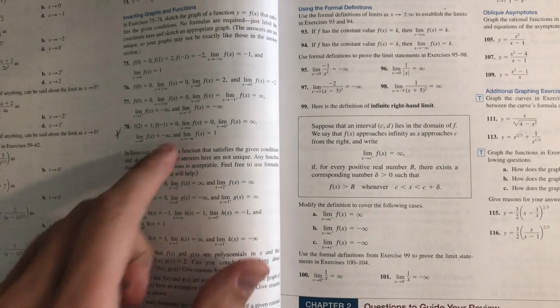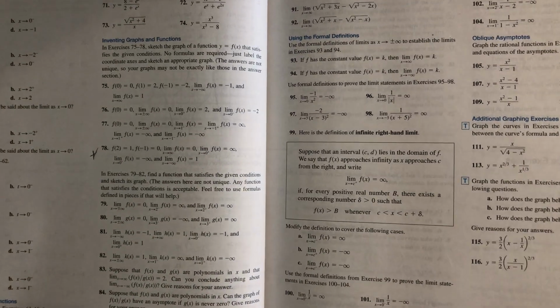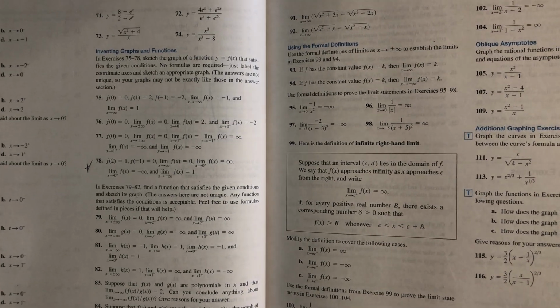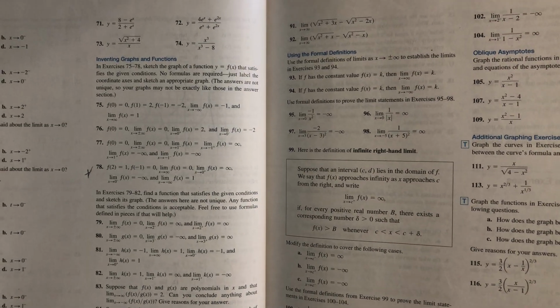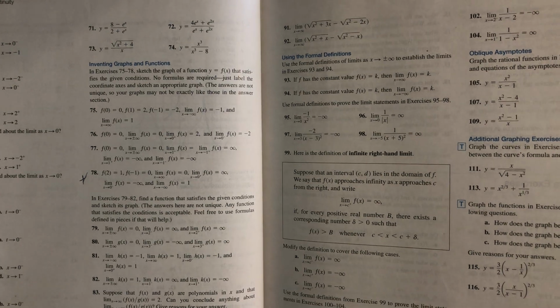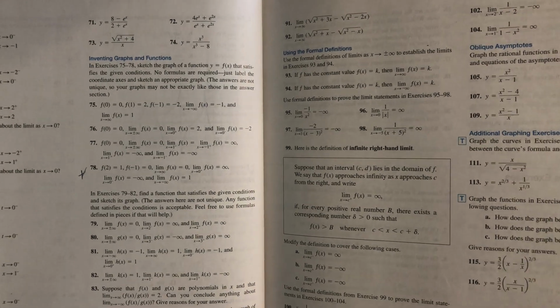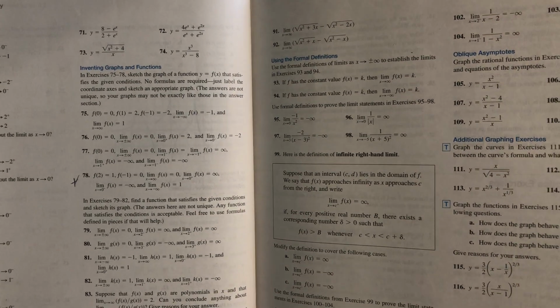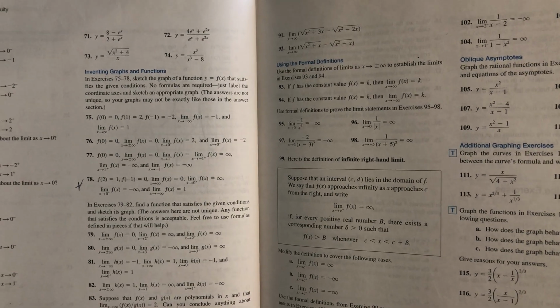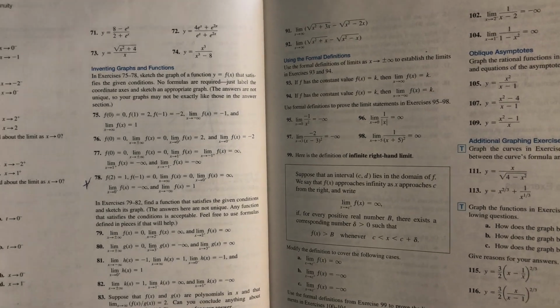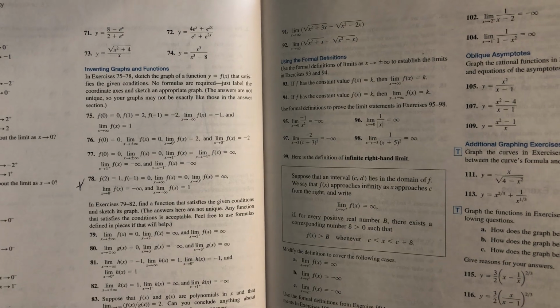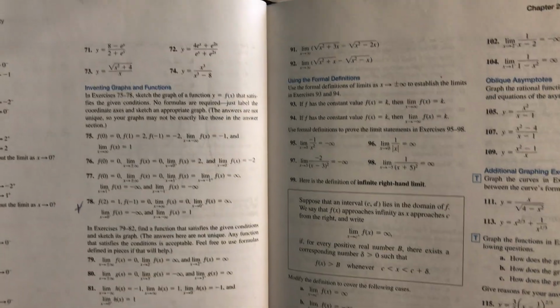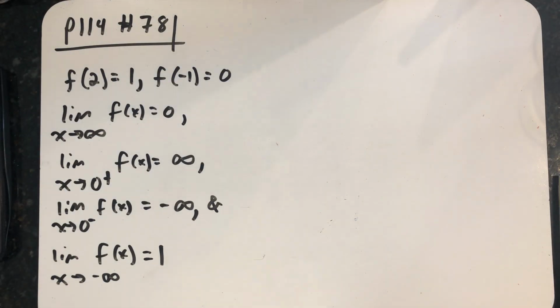Let's do problem number 78 on page 114. The instructions: sketch the graph of a function y equals f of x that satisfies the given conditions. No formulas are required, just label the coordinate axes and sketch an appropriate graph. The answers are not unique, so your graphs may not be exactly like those in the answer section, or the one I draw, or the one your friends draw.